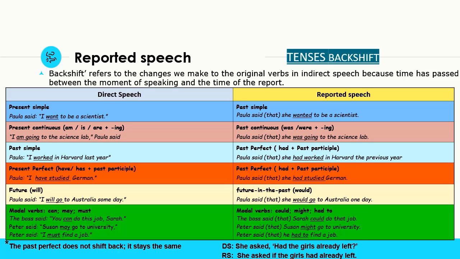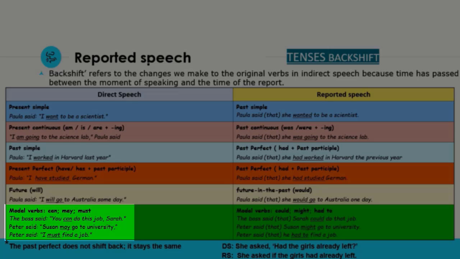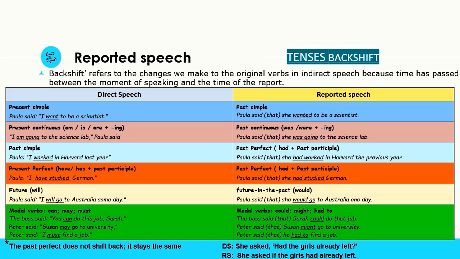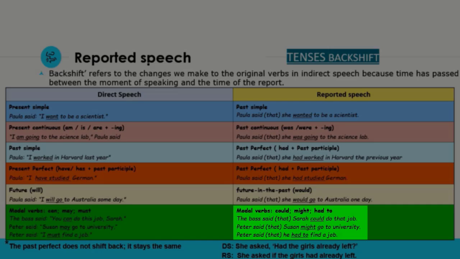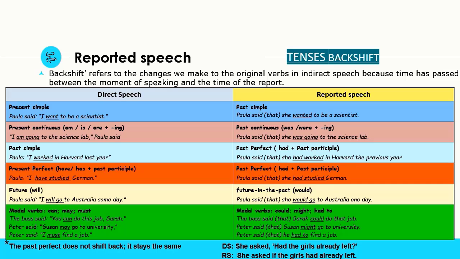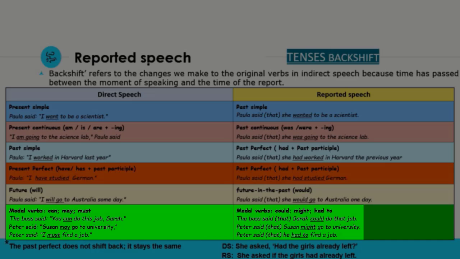For the modal verbs can, may, must, they become could, might, had to in reported speech. Can becomes could, may becomes might, and must becomes had to in reported speech.